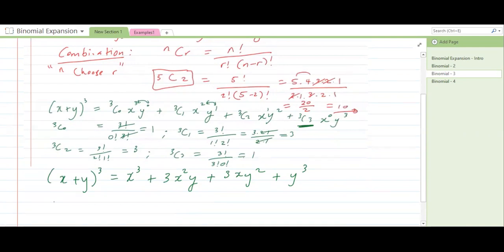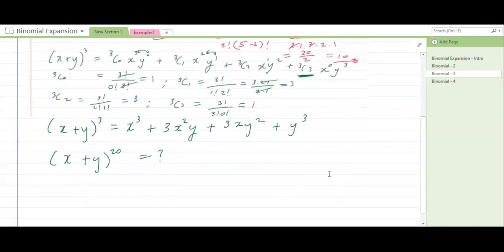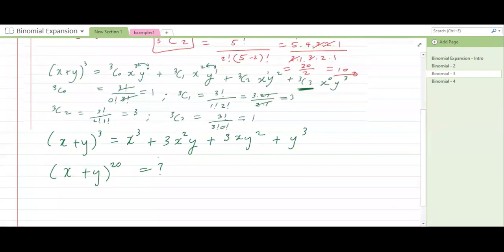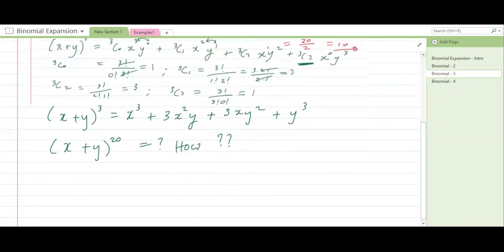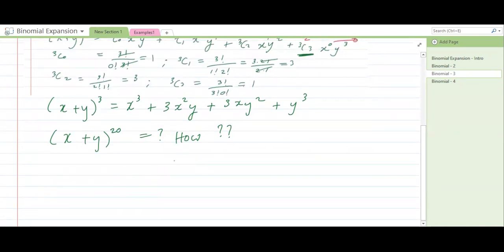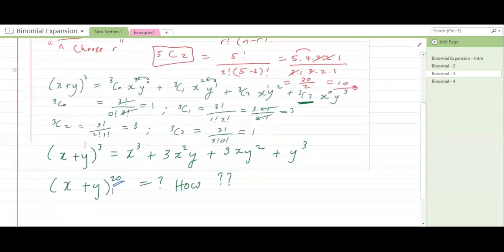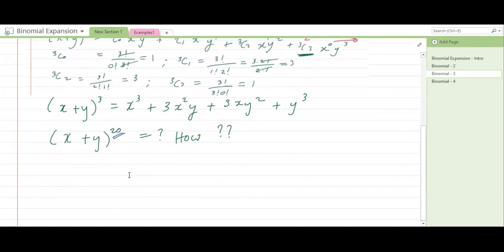Now, suppose we want to find x plus y to the power 20. The question is, how should we go and find x plus y to the power 20? Because Pascal's triangle will be very tedious, where you have to go up to approximately 20 or 21 rows. So let us have a look at how, from combinations, we can make up a formula for x plus y to the power 20.